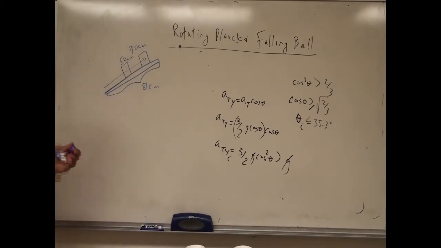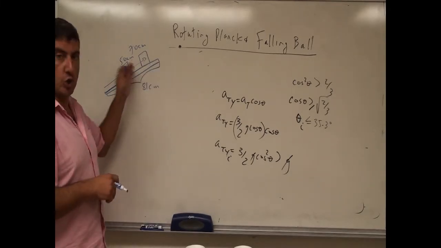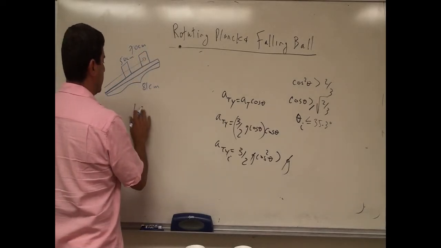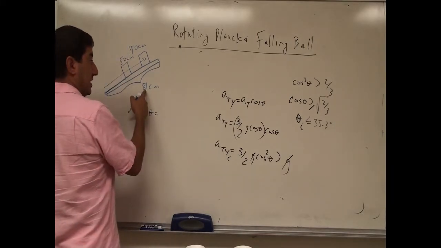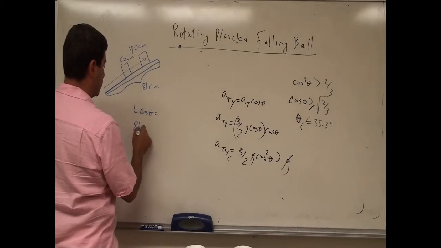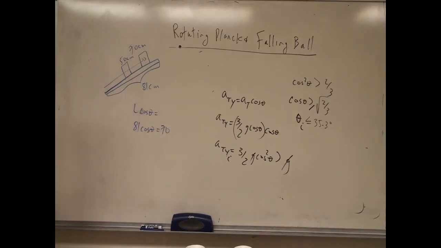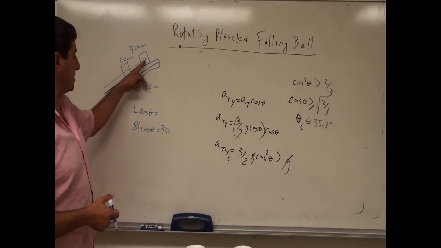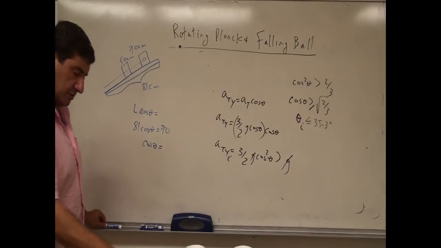Now, since I've already placed the cups at that location, remember the location of the cup has to be L cosine theta. So if the location is L cosine theta, what's that going to be? My L is 81 centimeters, and if I place the cup at 70, that already tells me what I should make the angle. So 81 cosine theta needs to be equal to 70. So cosine theta needs to be equal to 0.86, which gives about 30.2 degrees.